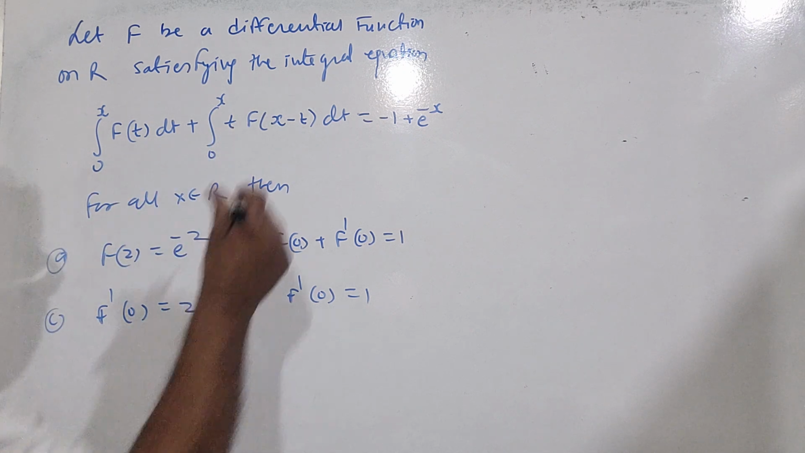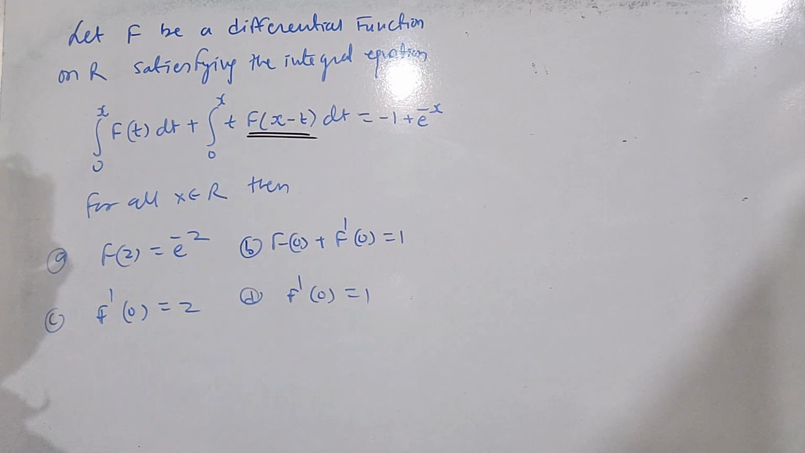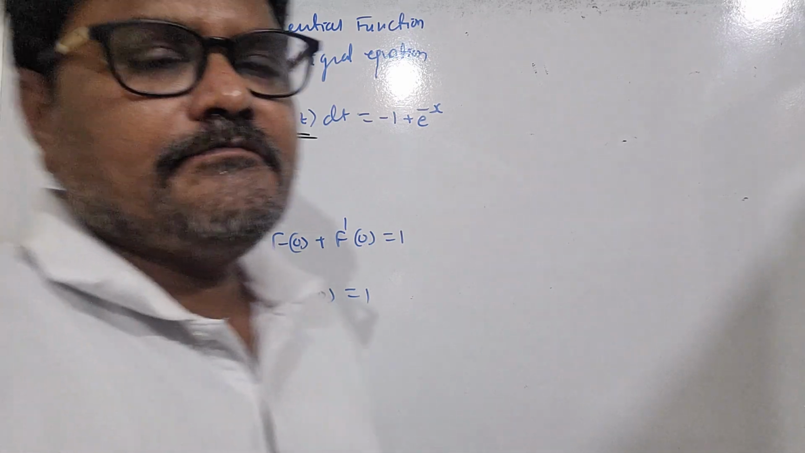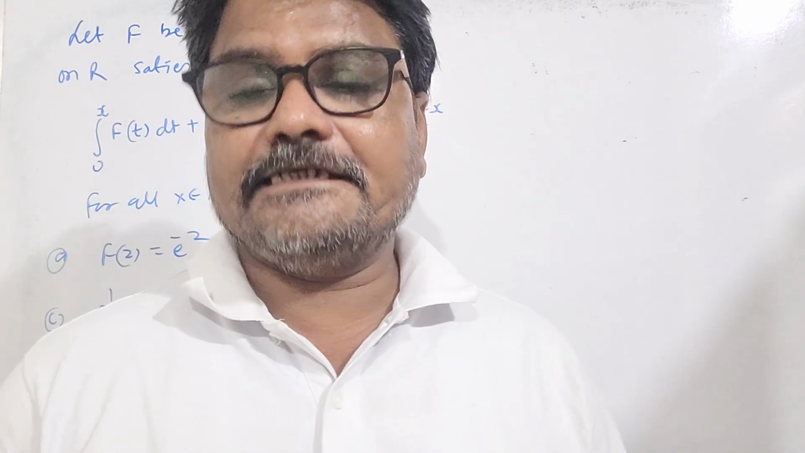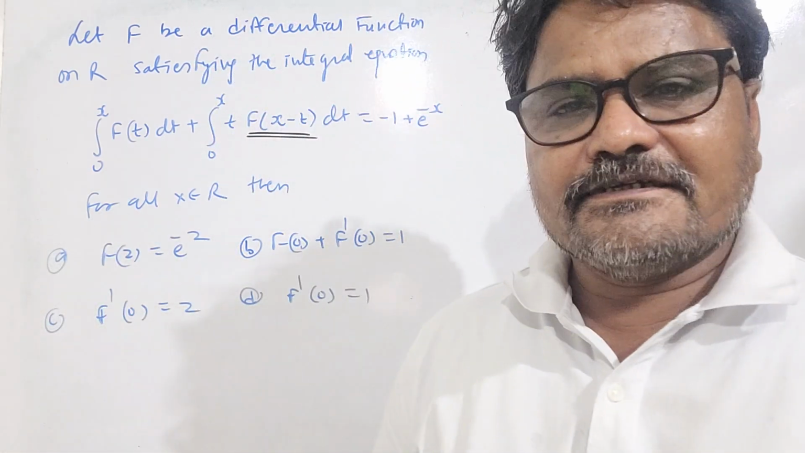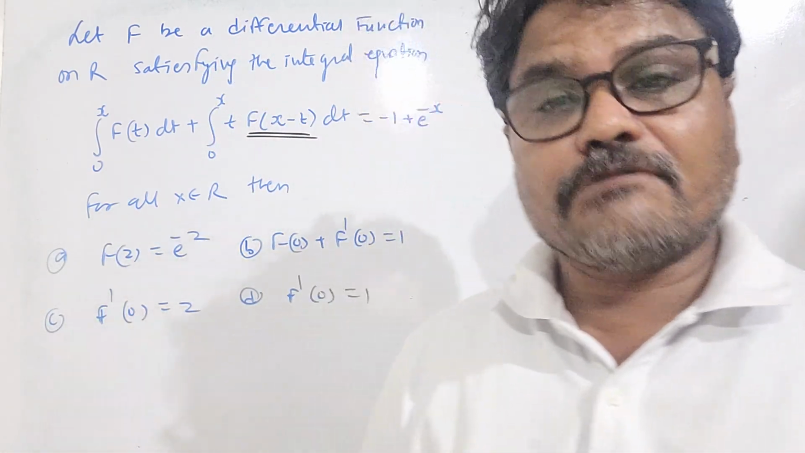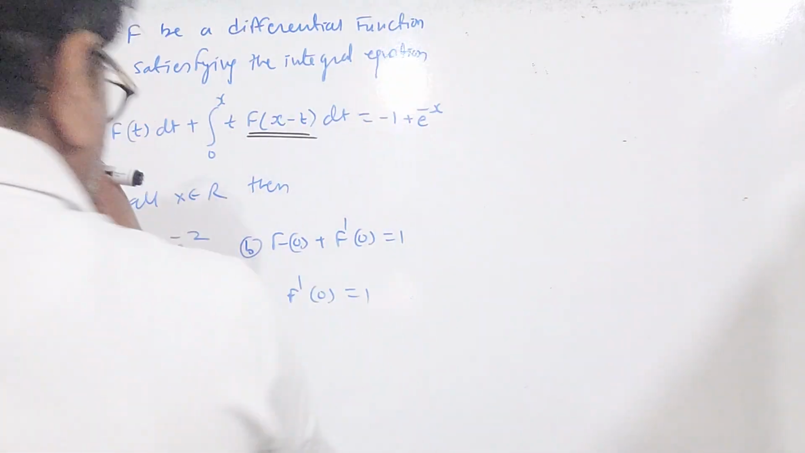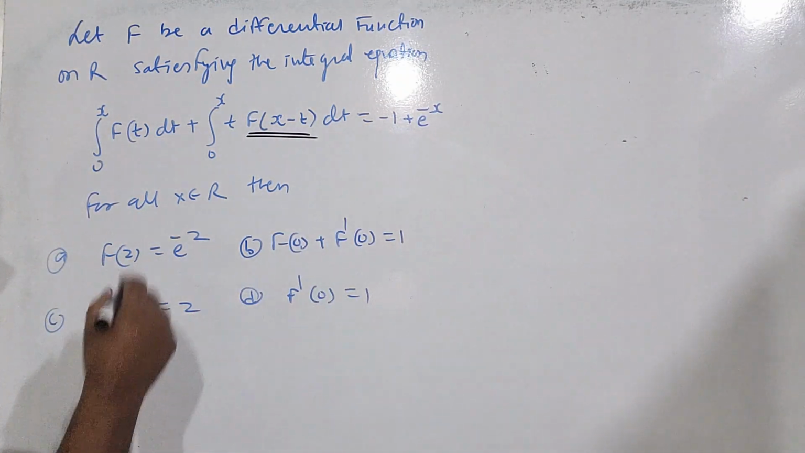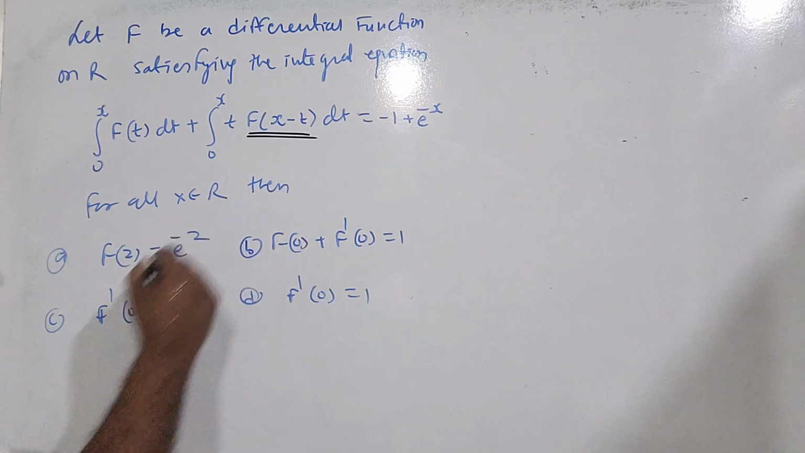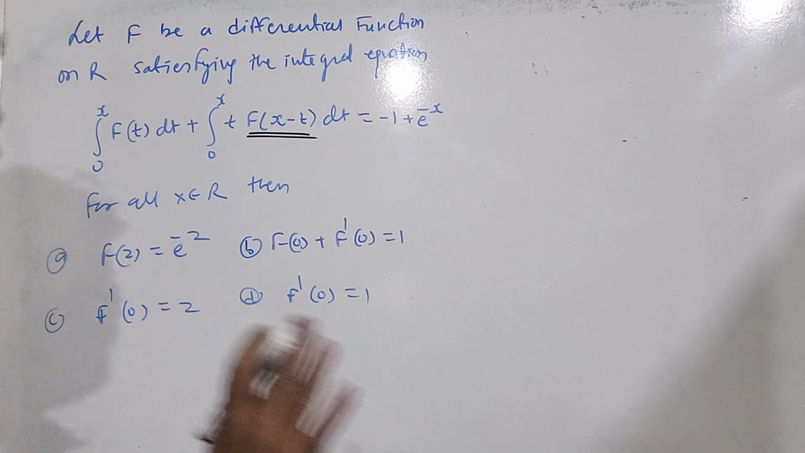This is super important over here. Because of this we cannot apply the Leibniz formula directly, because this is f of (x minus t), not f of t. Correct? So directly you cannot apply the Leibniz formula over here. That is equal to minus 1 plus e to the power minus x for all x belonging to R. Then which of the following options are correct? This is a multi-correct question.